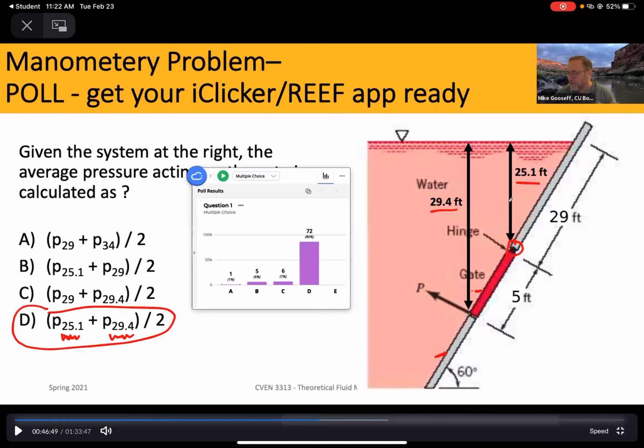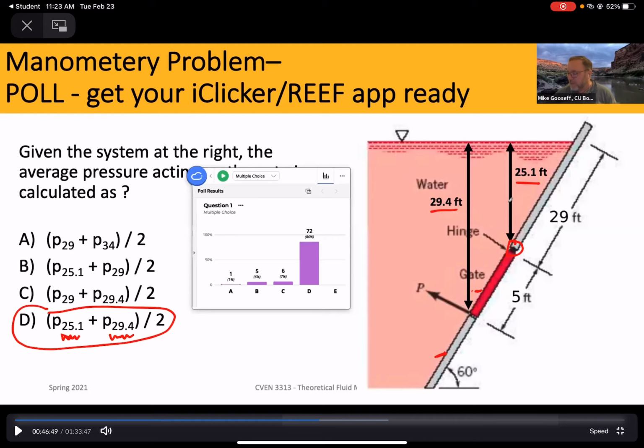Sine 60 times 29, and that is 25.1. Nice. And then 29, 34, sine 60 times 34, and that's 29.4.